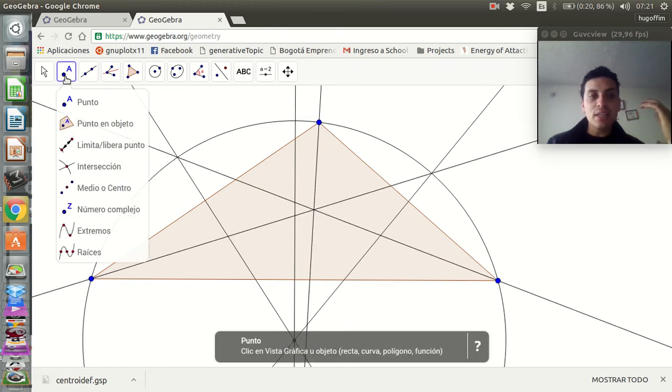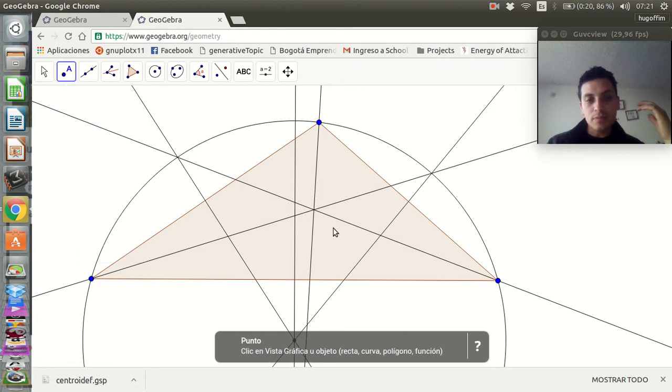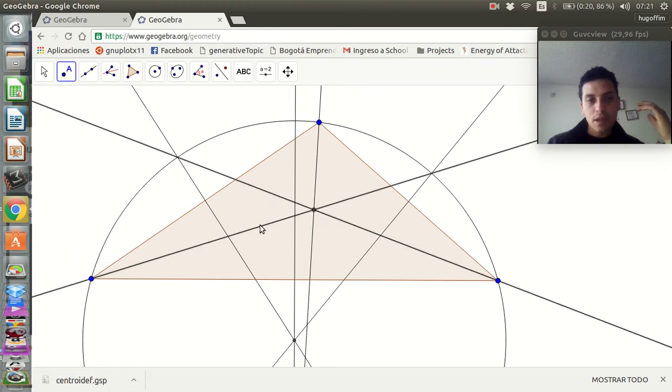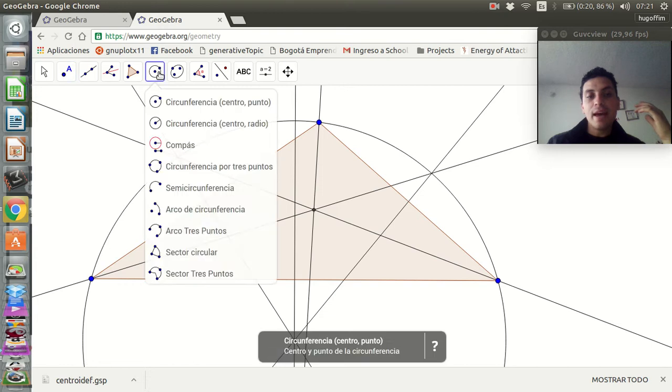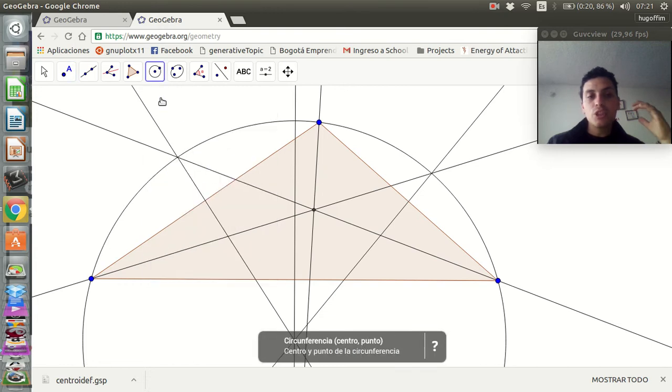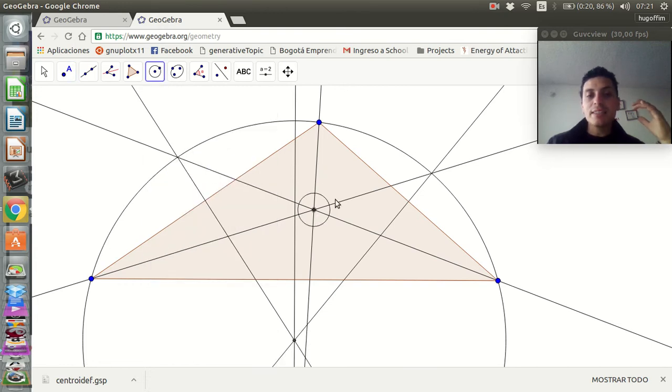Okay, this is the incenter. And what is the incenter? It's a point from which you have a circle that is inscribed in the triangle. As you could see, this is the incenter. You can draw a circle inscribed in the triangle. This is the cool part of the incenter.